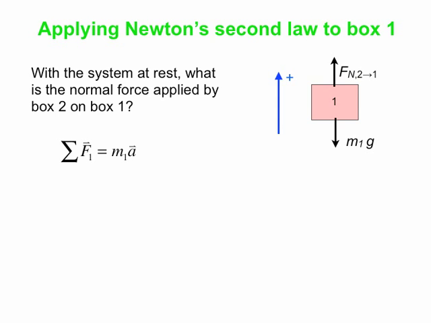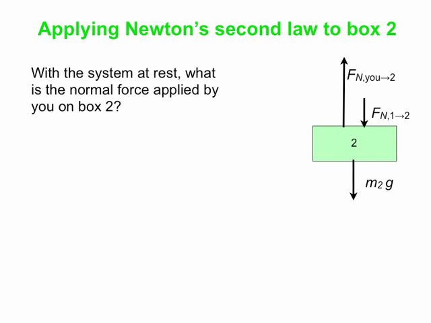We'll choose an upward direction to be our positive direction. So anything going up is a positive sign, plus F_N, 2 on 1, minus m1g, that's down, so it's negative, equals 0. The 0 comes from the acceleration being 0. So you solve for the normal force applied by 2 on 1, it's equal to m1g in this particular case. Okay. How about box 2? What's the normal force applied by you on box number 2? Well, let's see. We write out Newton's second law.